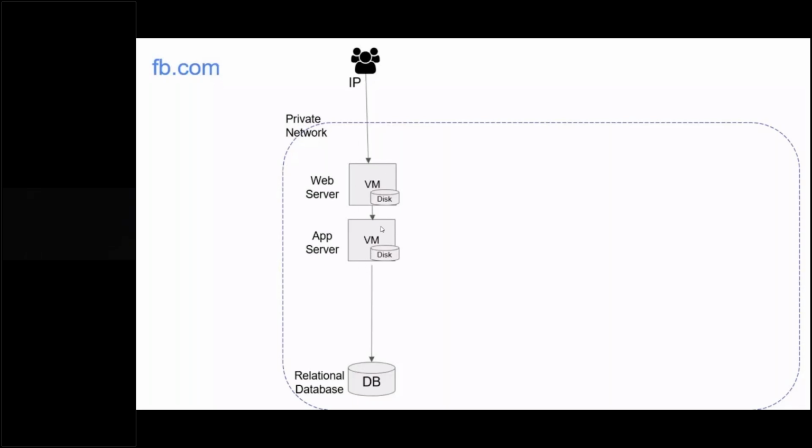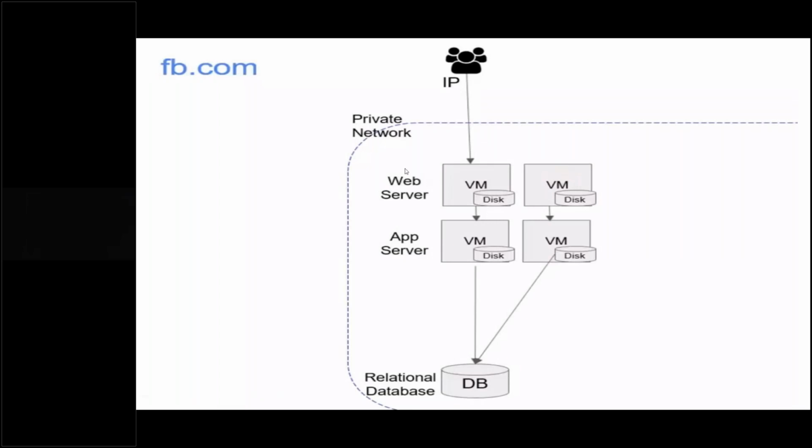Let's suppose these VMs are not sufficient, like you have more and more users. The application has grown bigger. Now you have from 10 to 100 users. The more and more users are coming to a website and they are trying to access the website. Then you need to scale these things. You need to add more and more web servers.